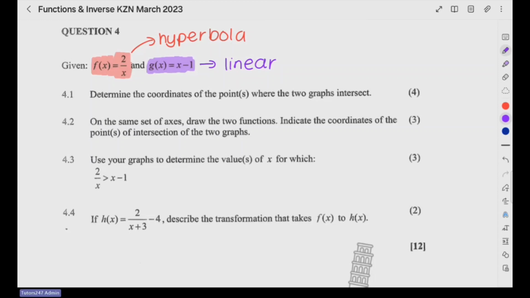Now that we've discussed the functions, let us have a look at question 4.1. Determine the coordinates of the points where the two graphs intersect. So we know that if two functions intersect, they have the same x and y values at the points where they intersect. So all we need to do is equate the two functions. We need to make them equal to one another and then solve for x and y.